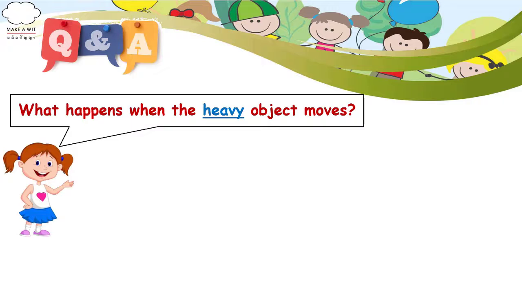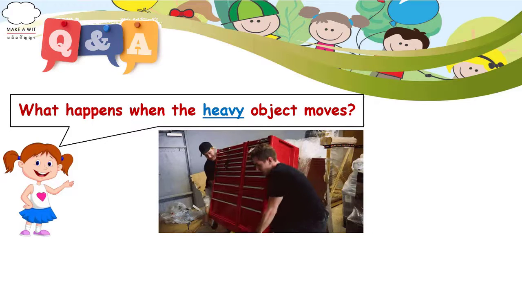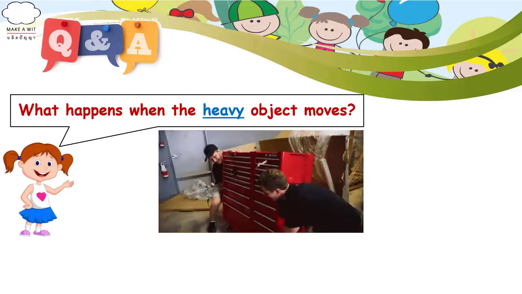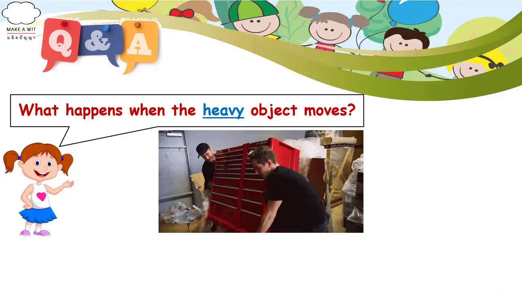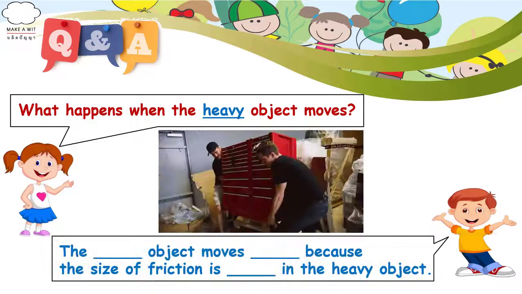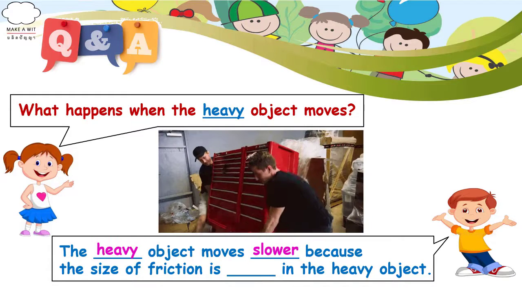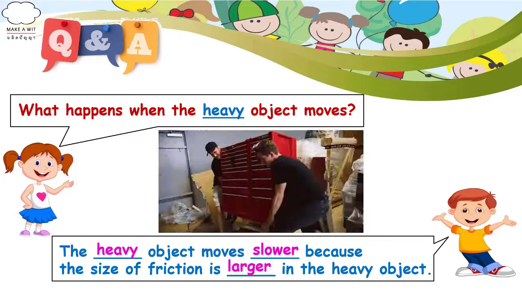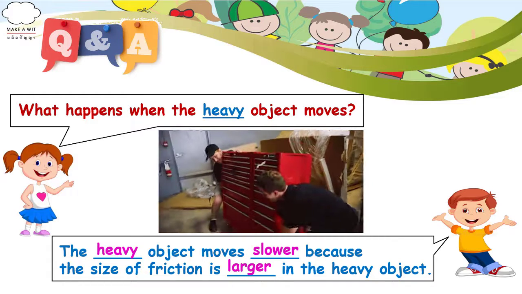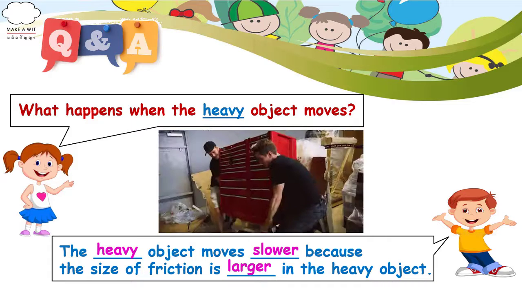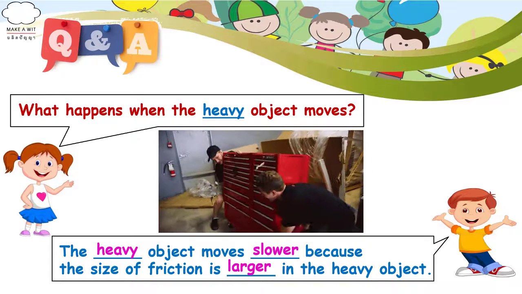Next. What happens when the heavy object moves? Ooh, look at the video. They are trying to move something. It is very heavy. It looks very heavy, right? So, the heavy object moves slower because the size of friction is larger in the heavy object. Again, the heavy object moves slower because the size of friction is larger in the heavy object.